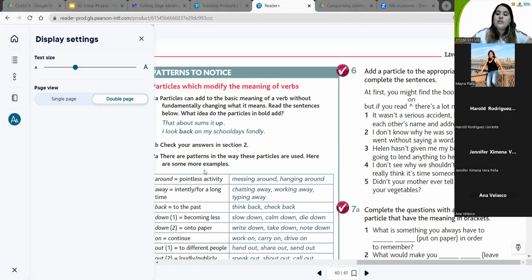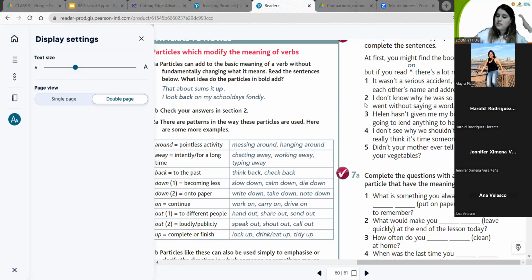Okay, so this is what I want you to do. Take a look at the sentences and then write a particle to the appropriate verb to complete the sentence. Number one, it wasn't a serious accident, but we took each other's name and address. So we took what? We need to find a particle in order to complete the meaning of the sentence. That is what I want you to do in exercise number 6.